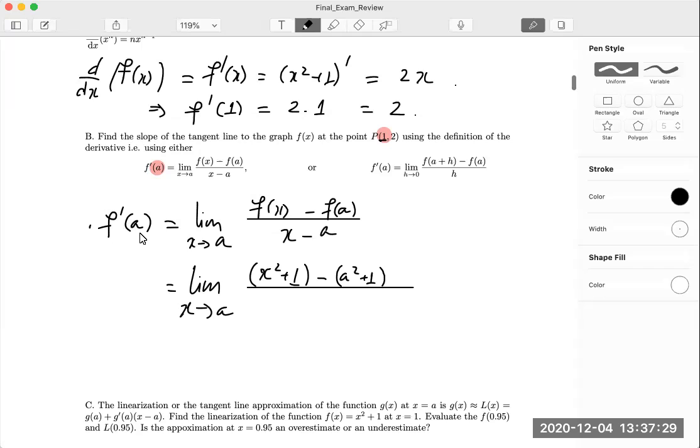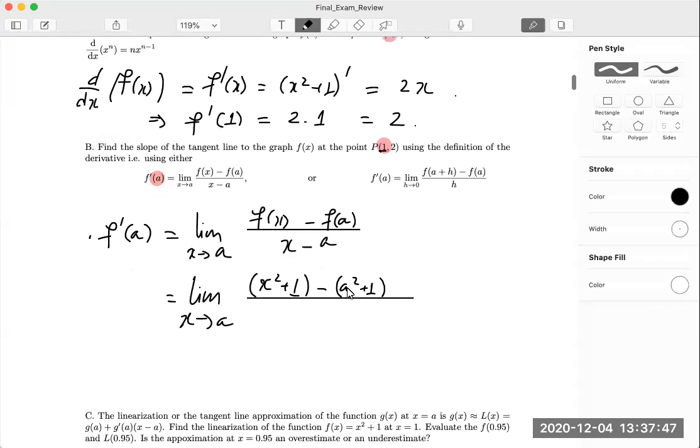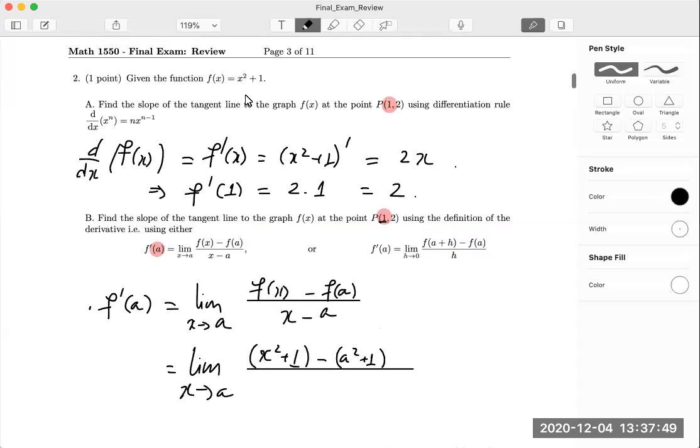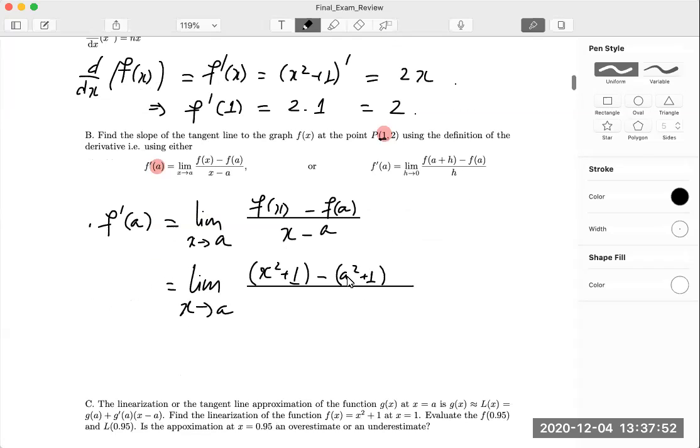This is the derivative at any point a, right? So it will be the limit as x approaches a of f of x minus f of a, divided by x minus a. f of x is given, which is x squared plus 1. f of a means we replace x by a, so it is a squared plus 1. The denominator is x minus a. Right? Very good. The limit as x approaches a.